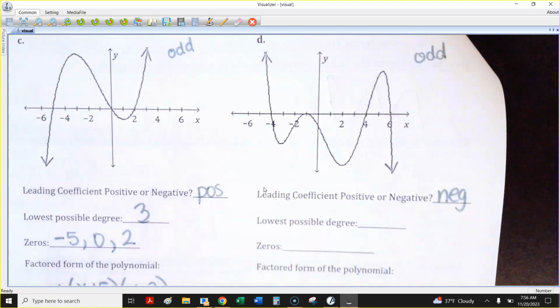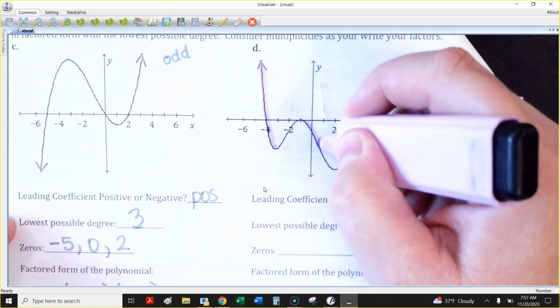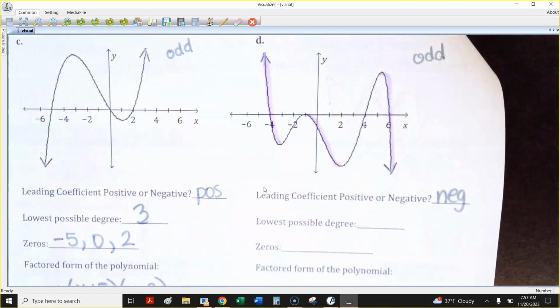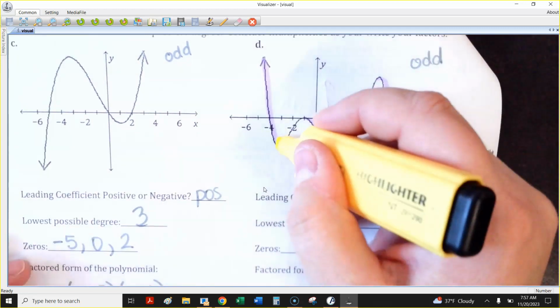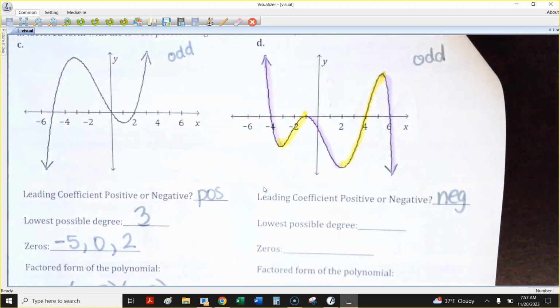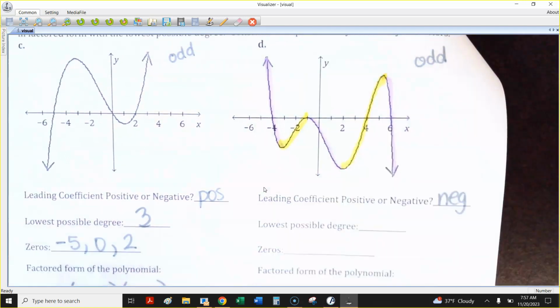Okay, now, this one's a lot. So let's see. I'm just going to trace how many decreasing intervals I have here. And then I'm going to go back with a different color to trace all my increasing intervals, so you guys can see that. What is the lowest possible degree on this one? 5. So I've got like 1, 2, 3, 4, 5 different intervals of increasing or decreasing.